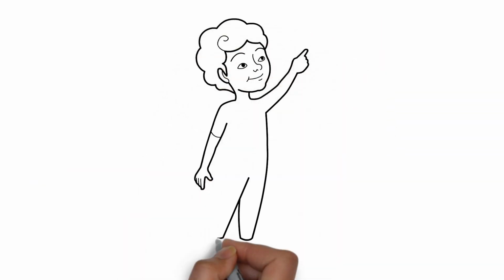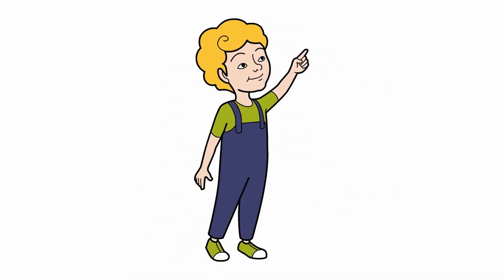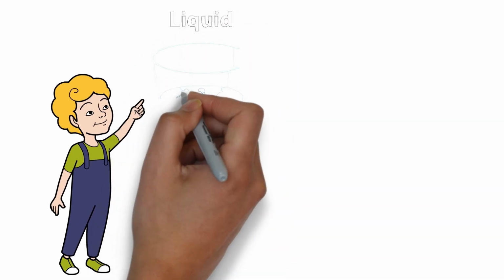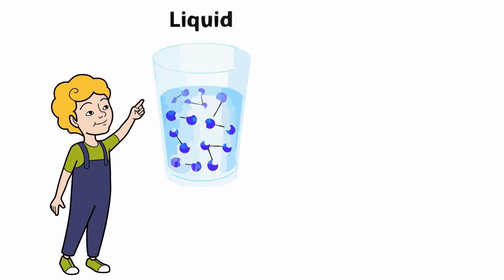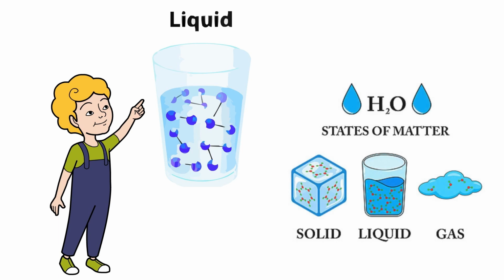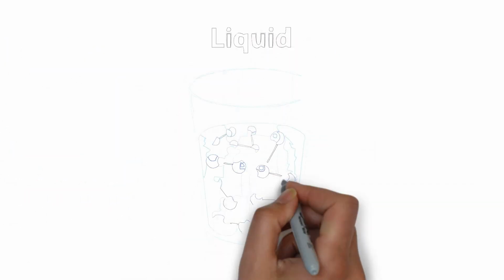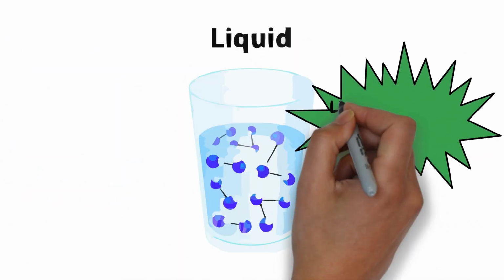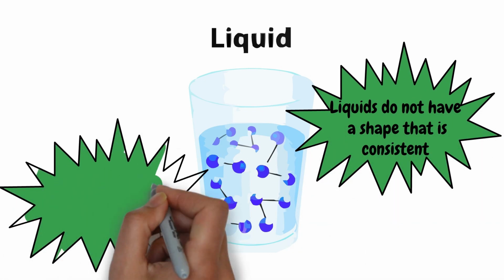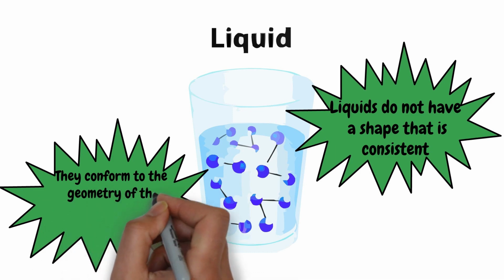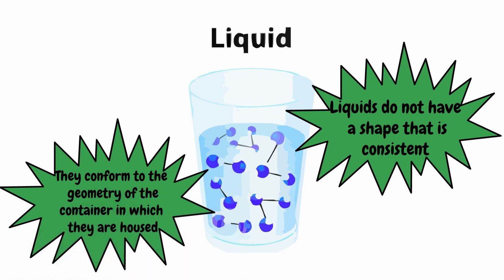Considering the wide range of scenarios that children are accustomed to, it is not out of the question for them to become aware of the presence of liquids. Liquids are the next form of matter following solids. In contrast to solids, liquids do not have a consistent shape. Rather, they conform to the geometry of the container in which they are housed.